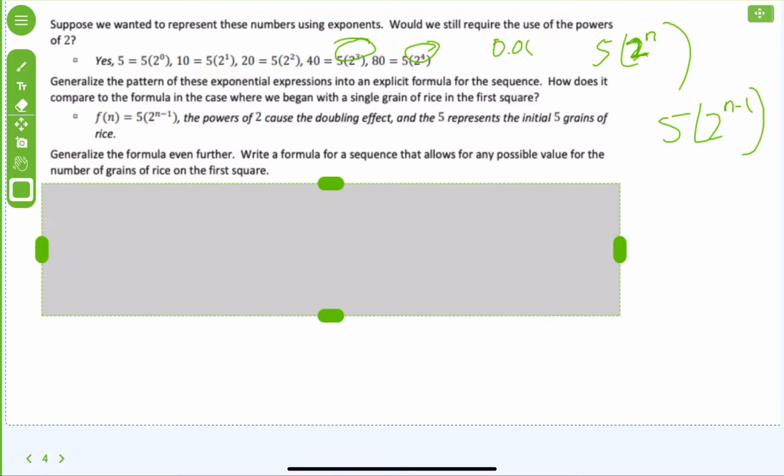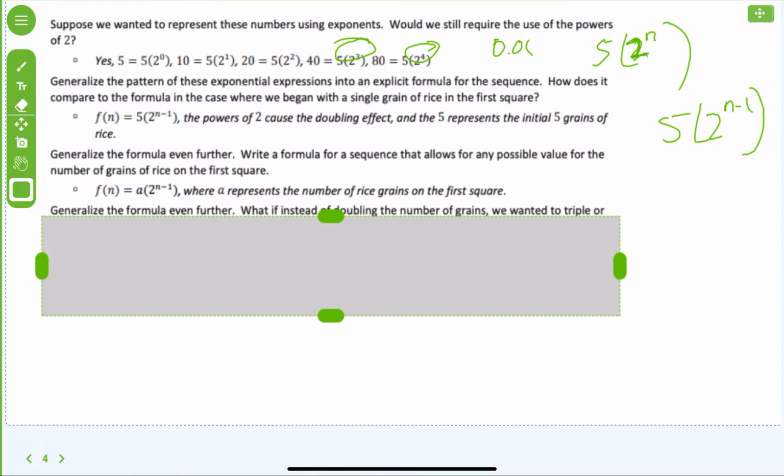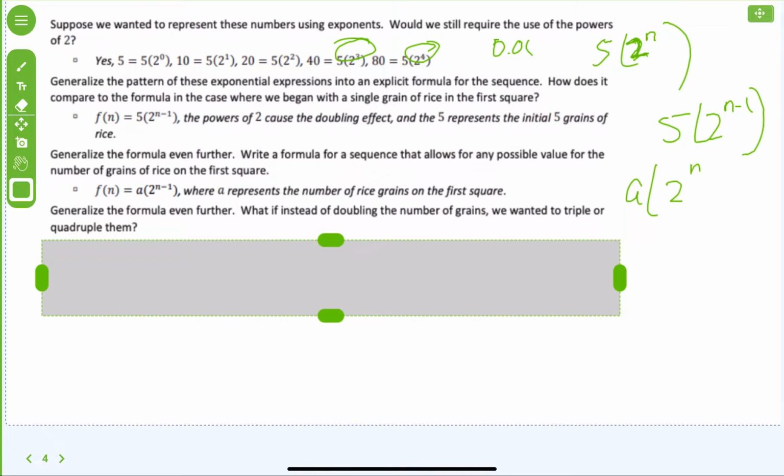So generalize the formula even further. Write a formula for a sequence that follows for any possible value for the number of grains of rice on the first square. Well, anytime it says generalize, you're just going to put any type of starting number. Okay, and that is equal to f of n. It doesn't matter what we start with, whether we're going to start with 8, 10, 20, half a rice grain, I don't know. Whatever you're going to start with, that's where A starts out at. Okay.